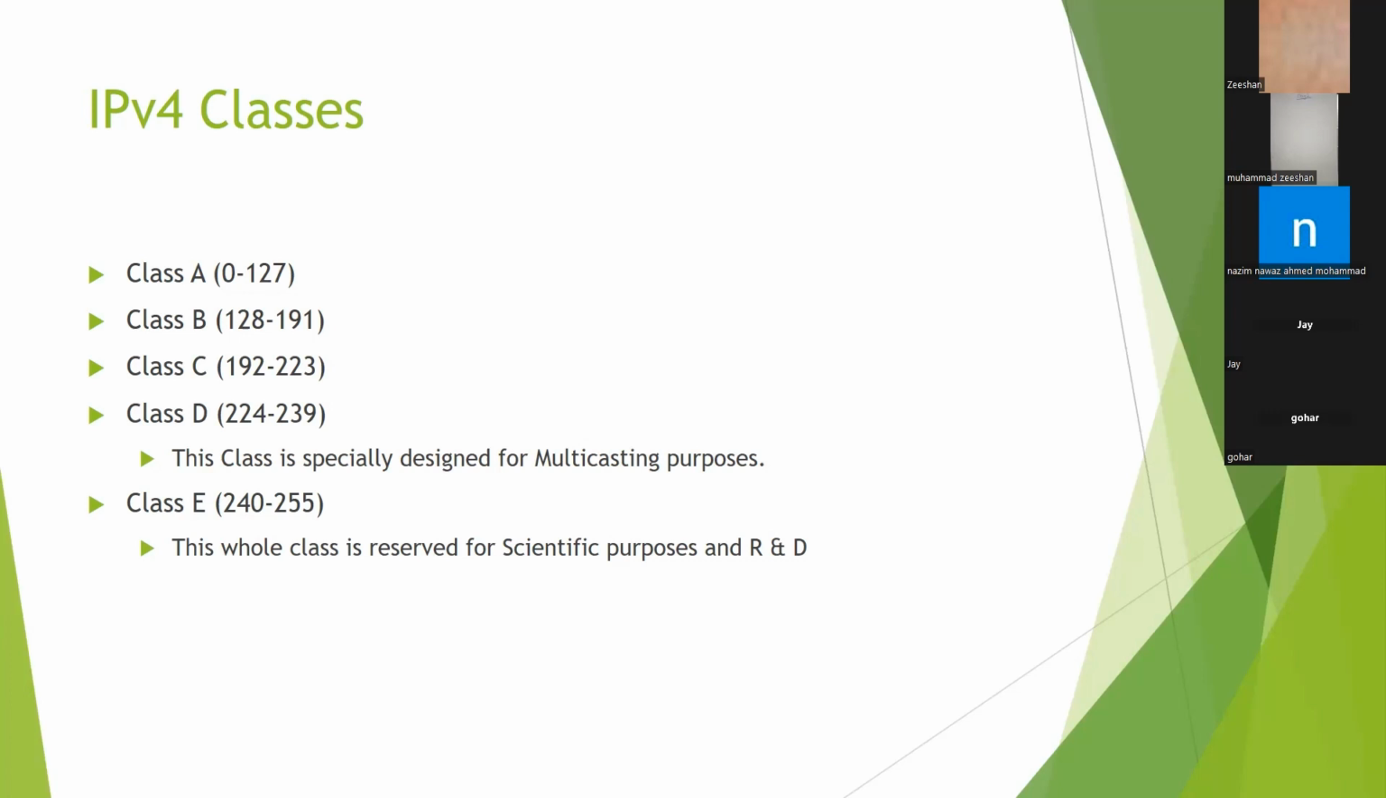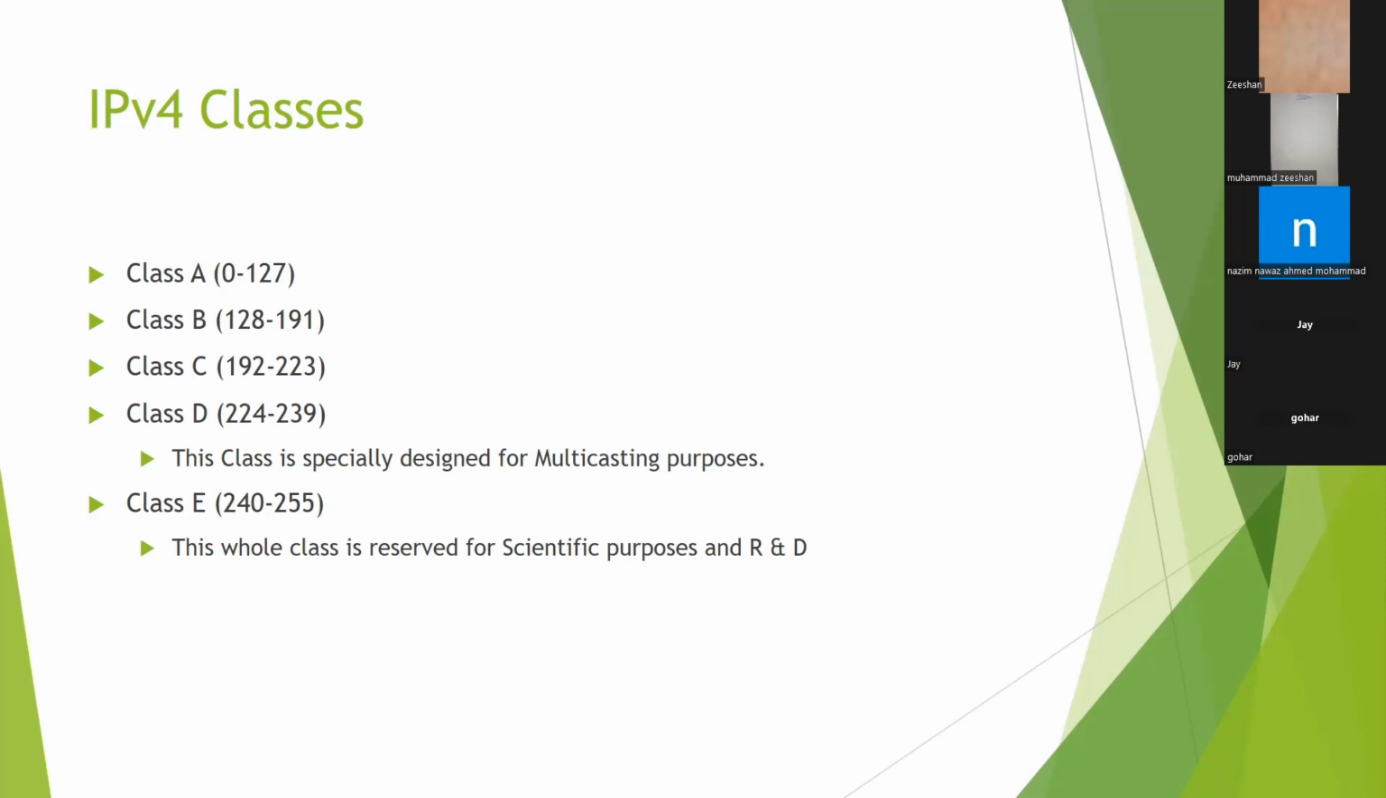Now class D is specially designed for multicasting purposes, like someone streaming their video. You are not broadcasting to everyone, but specifically multicasting. Television is broadcasting; multicasting is like watching Netflix, where specific people are looking for specific content. And class E is reserved for scientific purposes, research and development, and we don't use it publicly.